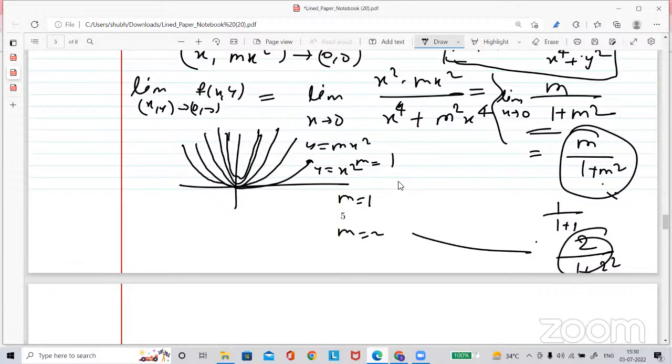As you are approaching along this curve, suppose this is y is equal to x square, you get this limit. Similarly, if you change the curve, it will give you a different limit. But when you say the limit exists, for all cases it should be exactly one number. It will not be different.